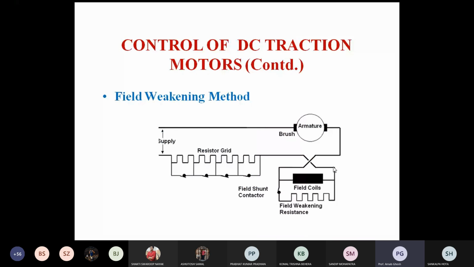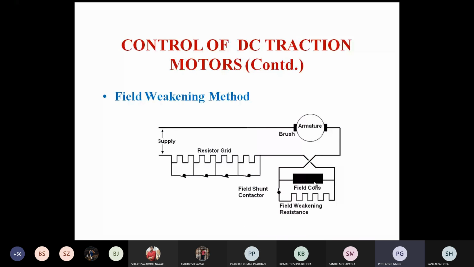Now we are going to control the DC traction motor with the field weakening method. You know that in a DC series motor, field weakening means lifting your speed beyond the base speed. Then you can go for the field weakening method. The rheostatic grid line is there with the series field, and now the field coil is connected with a parallel path. Field weakening means you need to reduce the flux, but the reduced flux should be greater than your critical flux.